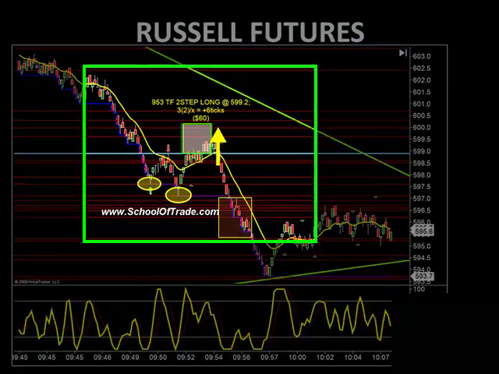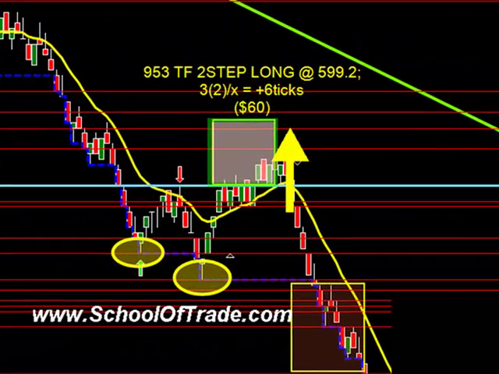Here's our first trade of the day, 9:53, just before 10 o'clock on the Russell. Now, great to see the Russell moving early this morning. This was a two-step long, again, going against the short-term trend, a two-step, a counter-trend pattern. Entry here was at 99.2.